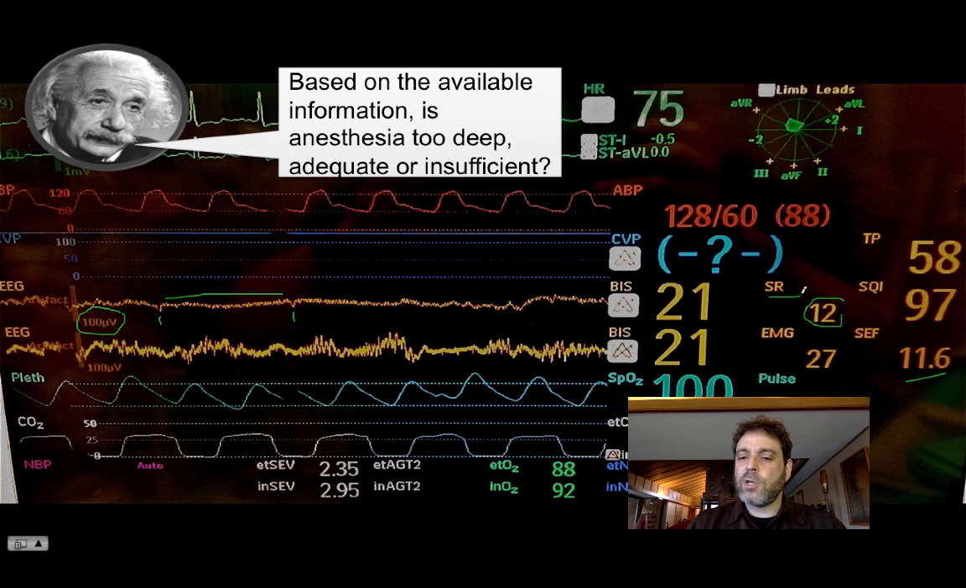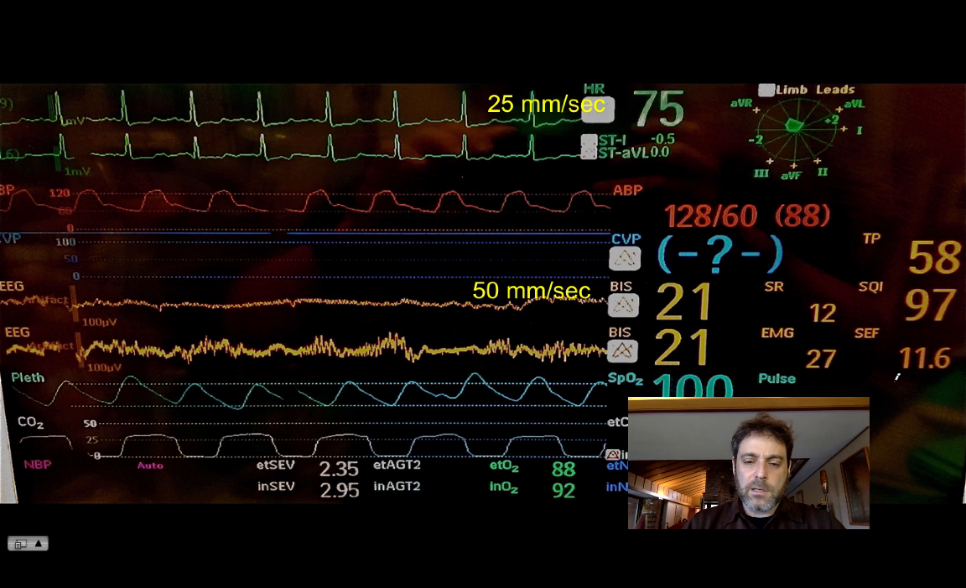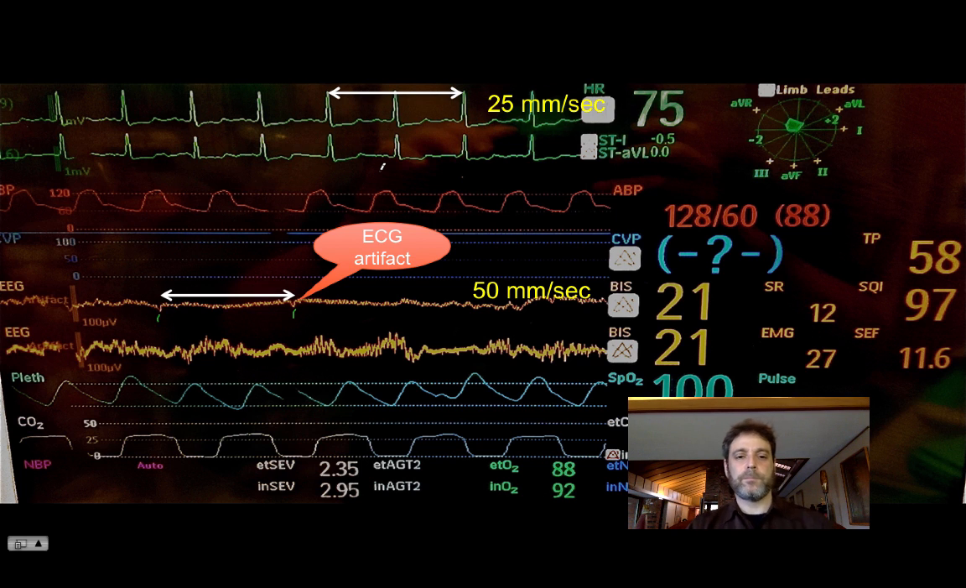Once you start to get suppression the spectral edge frequency becomes misleading because it's not corrected for suppression. So let's look here. I'm going to point out to you the ECG artifact. So the sweep speed here is half that of this. So this is going at double the speed. If you look at the distance between two QRS complexes, that's the same as the distance between this and that, supportive of this being ECG artifact.